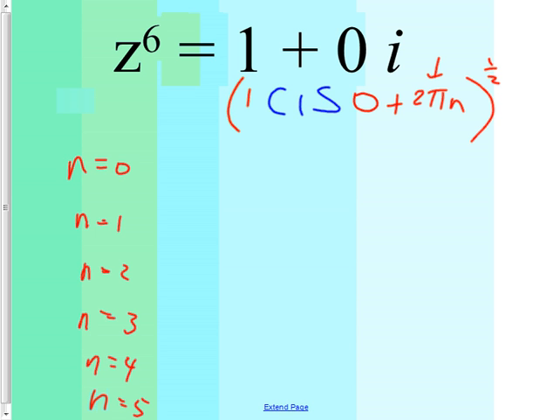That's the kind of thing you'd have to be able to handle for the test. This is complicated stuff, and I don't think it's that hard. It's just really a long process to get all 6 answers. Okay? I want you to find all 6 answers, and don't leave them in cis form. You gotta multiply it all the way out and get rectangular form.